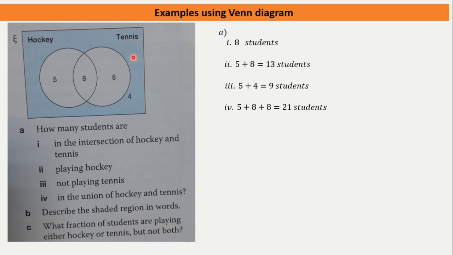This blue shaded region in the big box outside the 2 circles stands for the students who neither played hockey nor tennis. In this case, only 4. Question C. What fraction of students are playing either hockey or tennis but not both? We need the students who play only hockey and those who play only tennis, but not both of them. That's 5 plus 8, 13, and the total number of students in the Venn diagram is 25. So the probability will be 13 over 25.